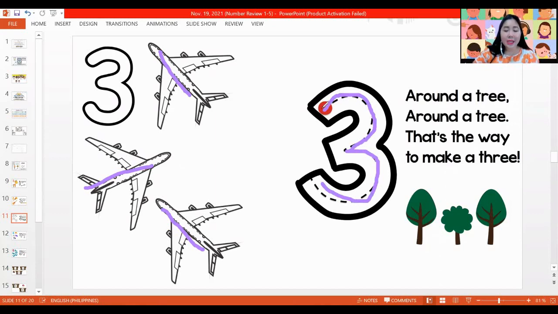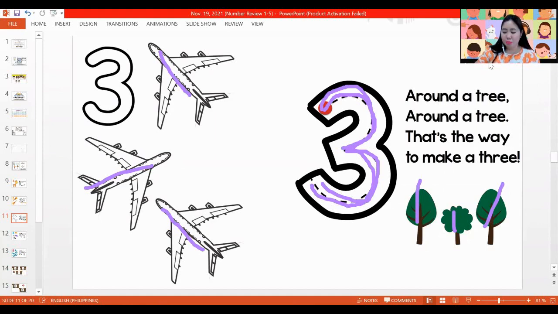Let's do that again. Start at the top. We make a curve to the middle and a curve to the bottom. And we have number 3. Let's count also the trees. 1, 2, 3. We have 3 trees to show the number 3.